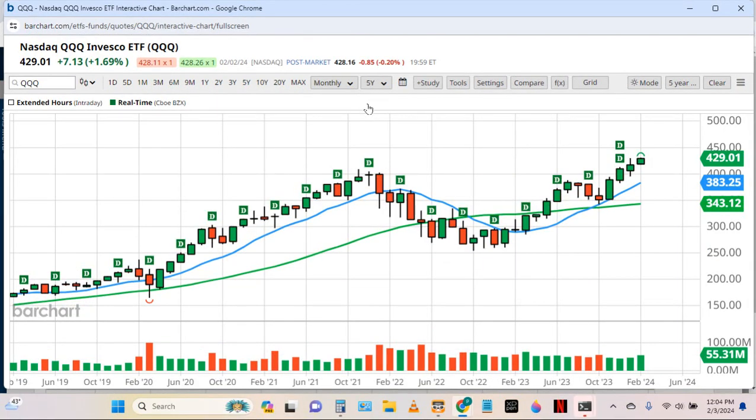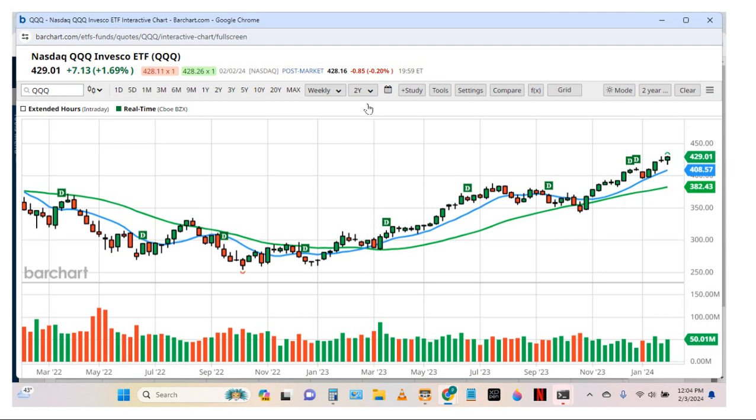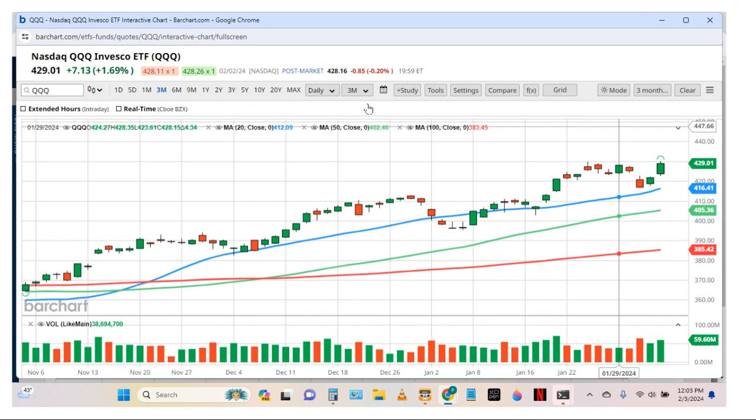Nasdaq, similar picture to the S&P 500, even a little bit stronger. Closed the month at 429 at new highs. So again, very, very strong Nasdaq market, symbol QQQ. Weekly, same picture, new highs. And daily, made a new high on Friday. So this is again continuing to show strength along with the S&P 500. So I would be looking for stocks in either of those two indexes.